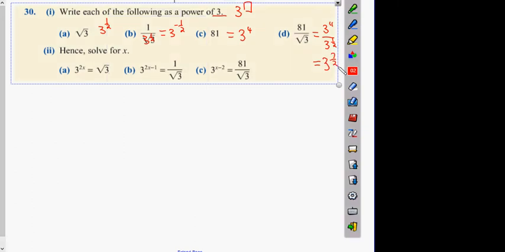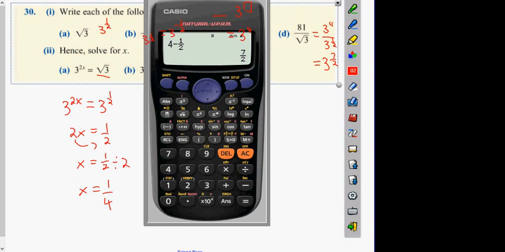Now guys, once you've done all this work, the new questions become really easy, because look at what they're asking to do. 3 to the power 2x, and what did we say root 3 was? 3 to the power of a half. And then 2x equals a half, and then what do we do after that? Divide the half by 2. It'll get you a quarter when you put it into the calculator. If you have a half and you're looking to divide it by 2, just press divided by 2 and you get a quarter.